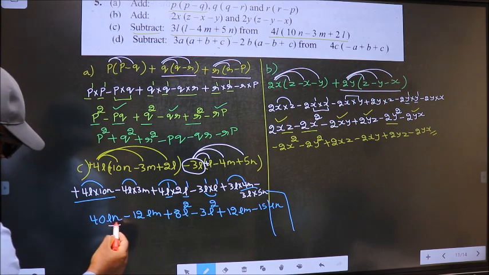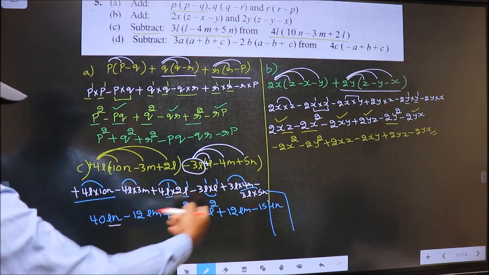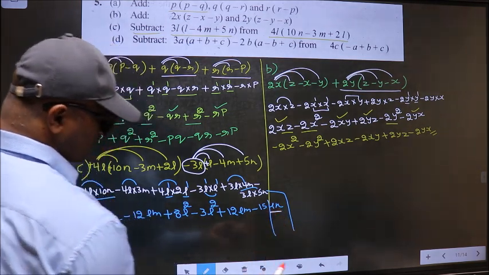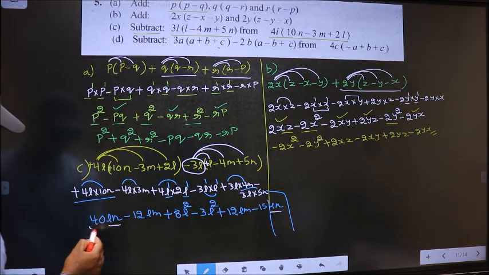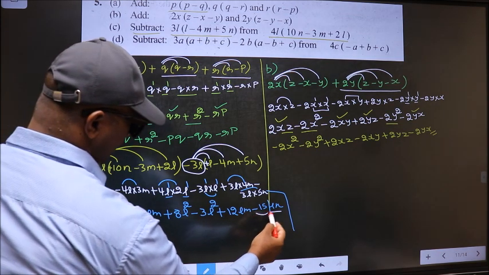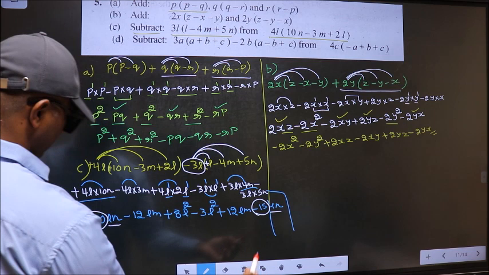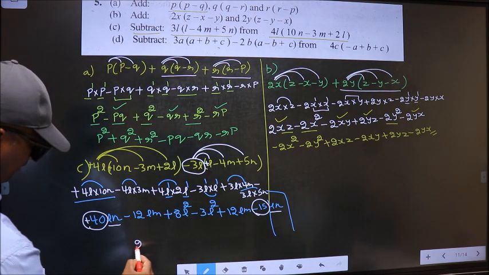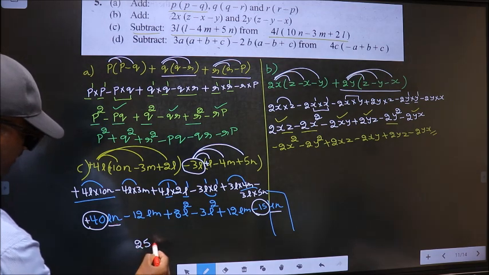Now here we have LN term. Do we have LN term anywhere else? Yes, here. Now we should look at the numbers before them. Here it is plus 40 and here it is minus 15. So plus 40 minus 15 is plus 25. LN as it is you write.